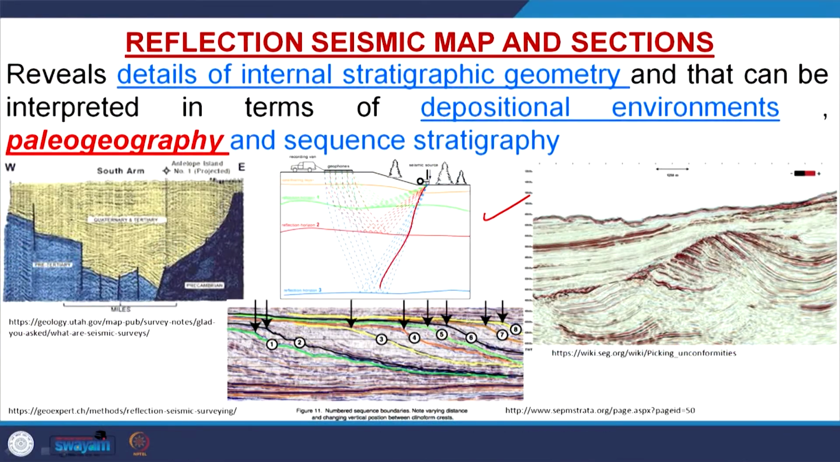So, reflection seismic maps and sections, so that means there is a principle. In seismics, we go for seismic data acquisition and then seismic data processing. So, acquisition, if you see this figure, it is just a fundamental diagram that is given. So, here we have a seismic source. From the source, we are sending these waves and the waves move back at different geological interfaces. Suppose for example, here is one interface, another interface, and a third interface.